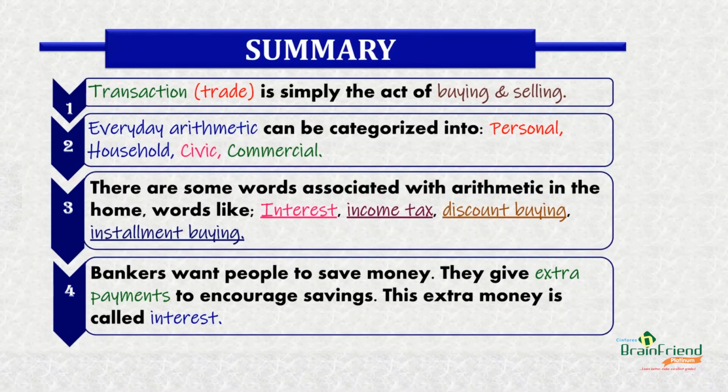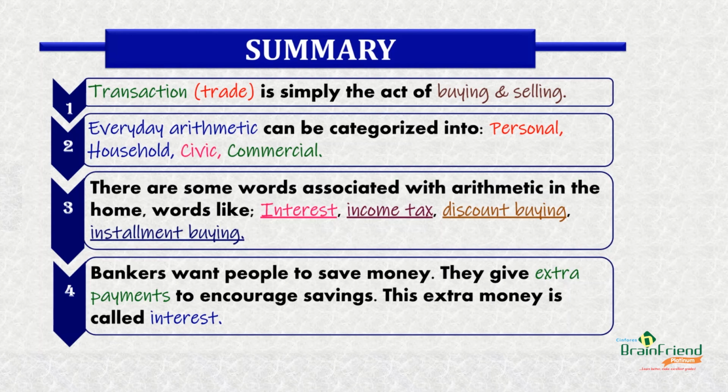This is where we come to the end of this lesson. But before you go, let's look at a quick summary of all we've learned. First, we learned that transaction, which can also be called trade, is simply the act of buying and selling. Secondly, we learned that everyday arithmetic can be categorized into personal, household, civil, or commercial. Going on, we learned that there are some words associated with arithmetic in the home. Words like interest, income tax, discount buying, installment buying, and so on.